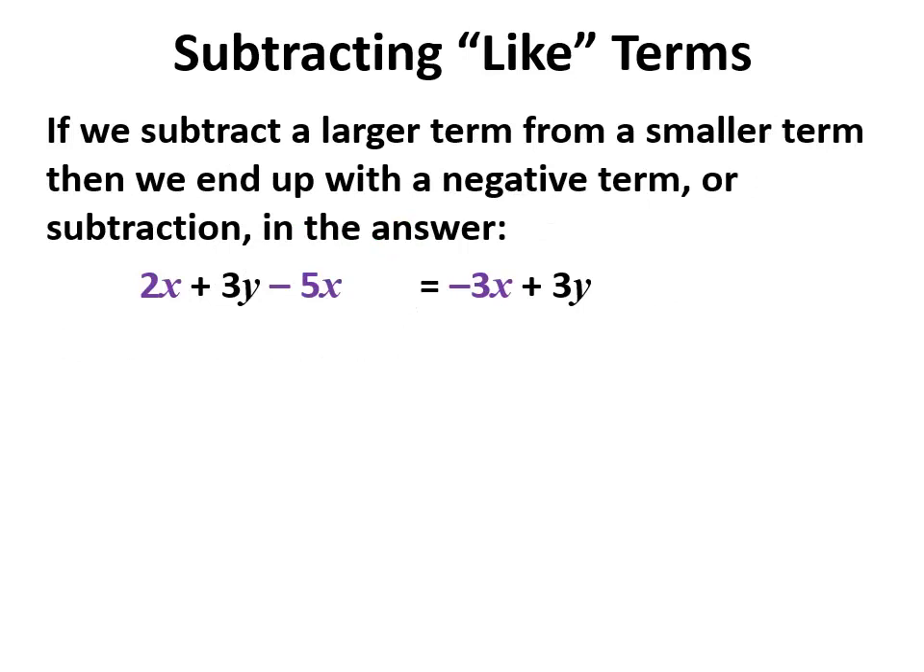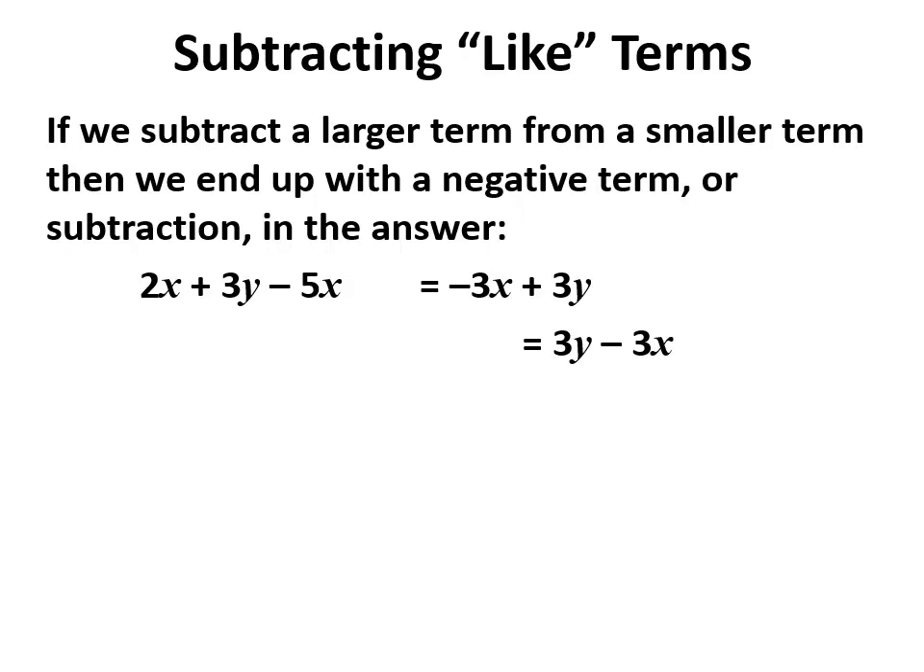If the subtraction is larger, then we end up with a negative. 2 minus 5x is minus 3x because 2 minus 5 is minus 3. The y's are a different variable, it stays out of the subtraction. We could write it the other way around, the 3y's minus 3x if we prefer.